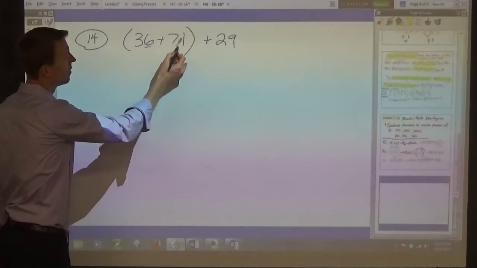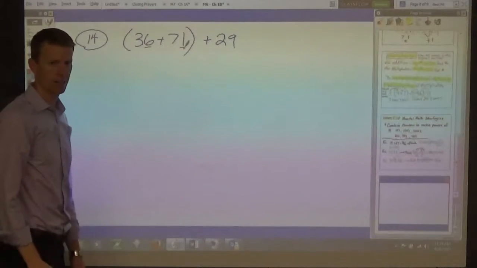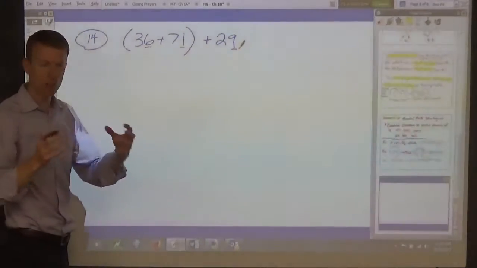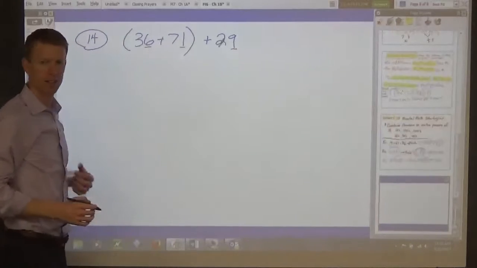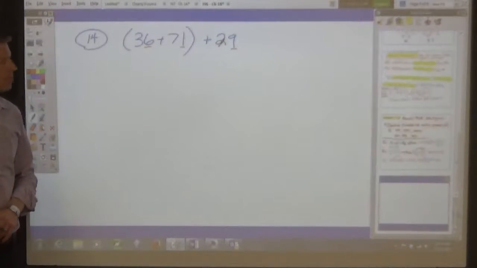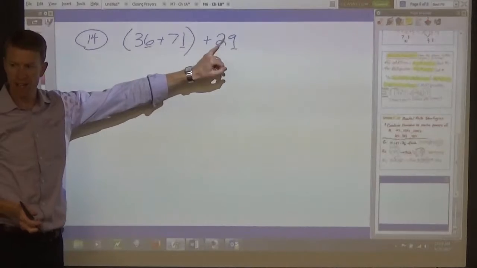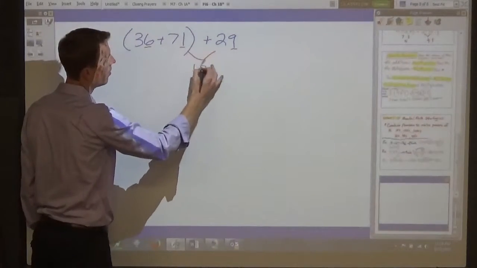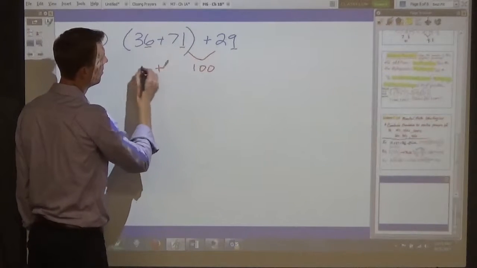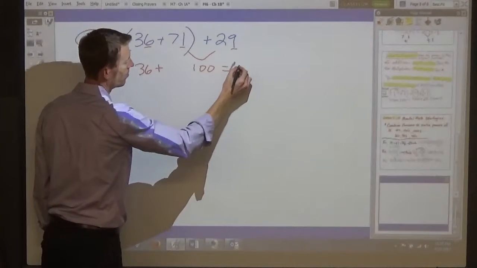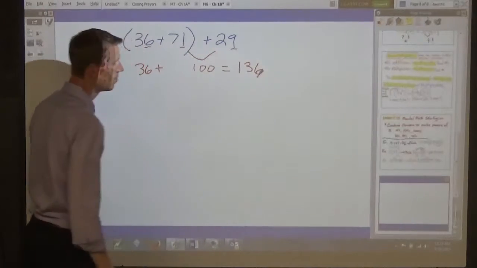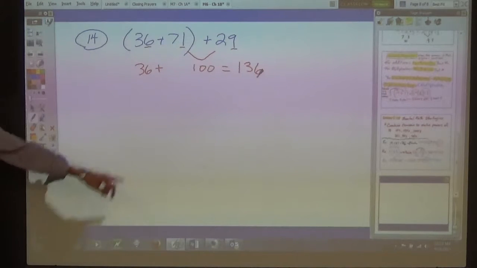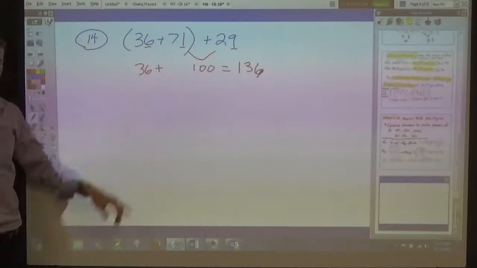If you look at the 6 and the 1, that doesn't make a 10. But the 1 and the 9 make a 10. So we can add these two numbers to make a power of 10. What's 71 plus 29? 100. So I want you to write 100 and then plus 36. Okay? So add these first to make 100 and then add 36.